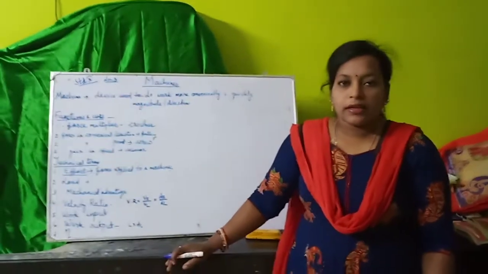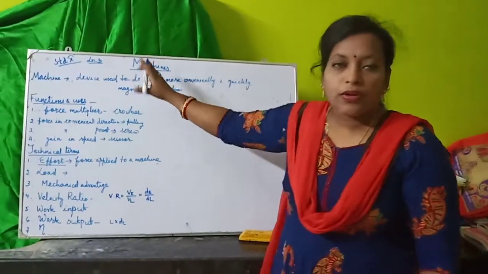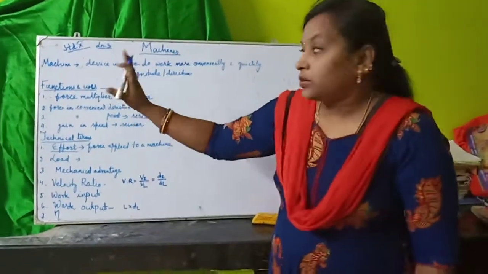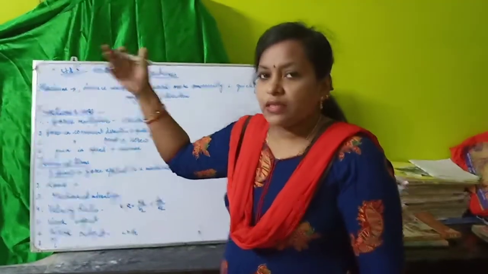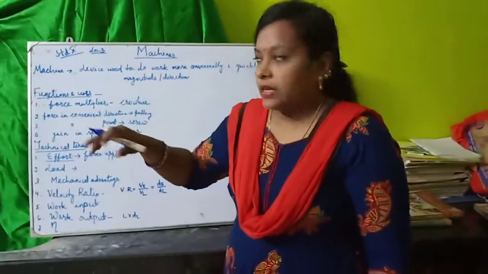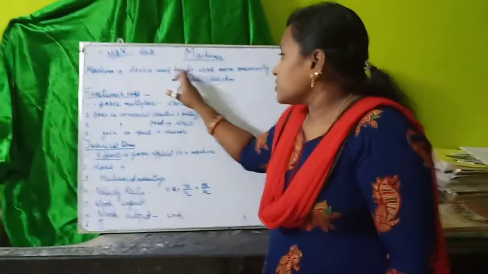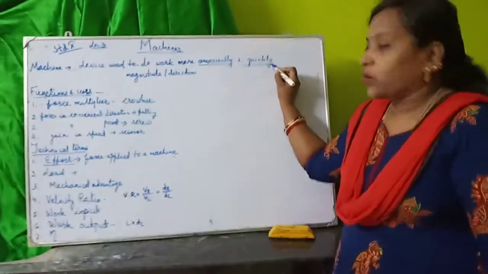Today we'll start our lesson number 3 from standard 10, that is machines. Before going to the lesson, we should understand what we mean by machine. A machine is a device which makes our work easier. We can do it also quickly. So it is a device used to do work more conveniently and quickly.